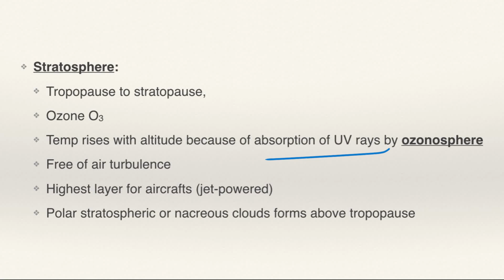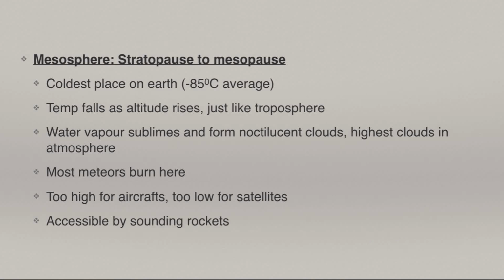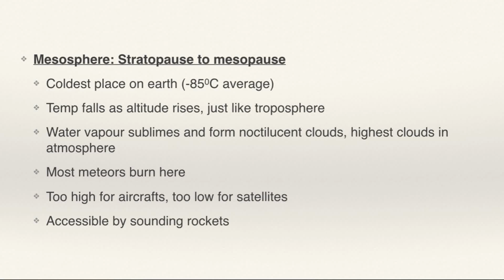Now it is free of air turbulence, so that is why it is also called the ozonosphere. There is no air turbulence because you are beyond the storms and clouds, etc. It is the highest layer for aircraft, specifically the jet powered ones. And some clouds like polar stratospheric or nacreous clouds form above the tropopause, so this question might be asked. Now mesosphere is from stratopause to mesopause, and it is the coldest place on earth without a doubt. Minus 85 degrees Celsius average.